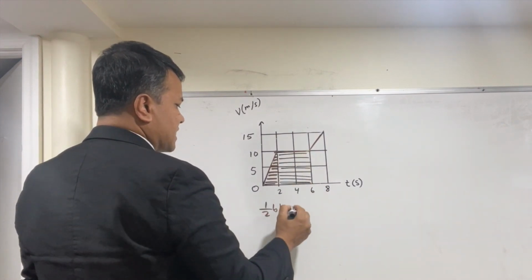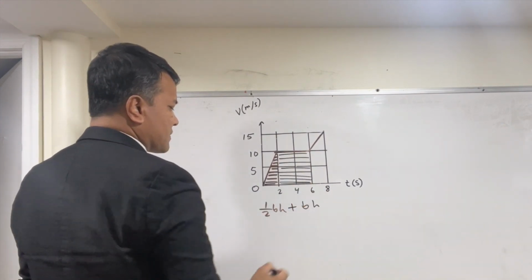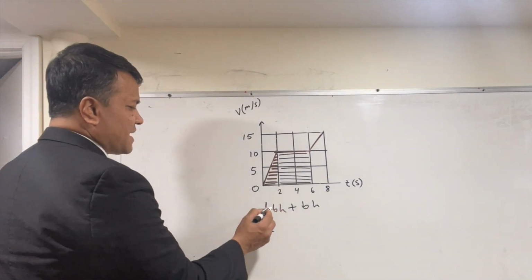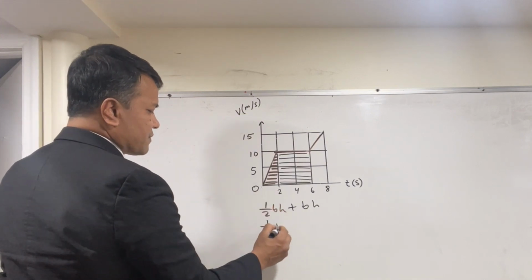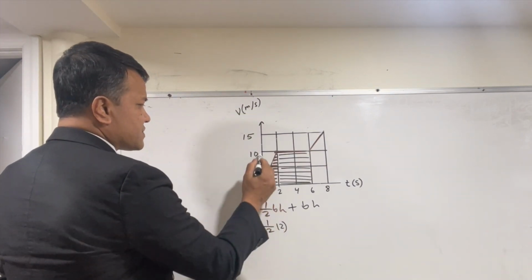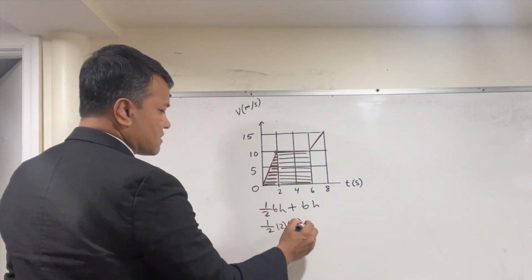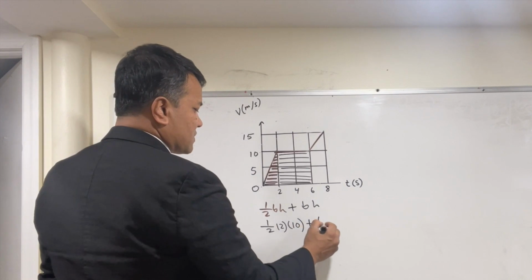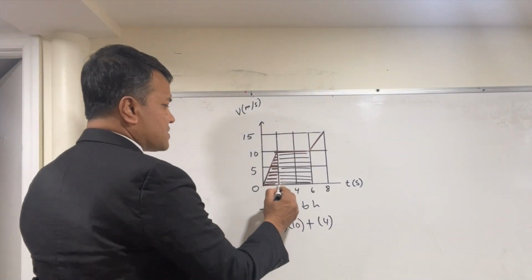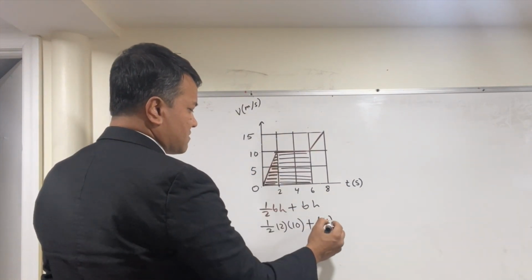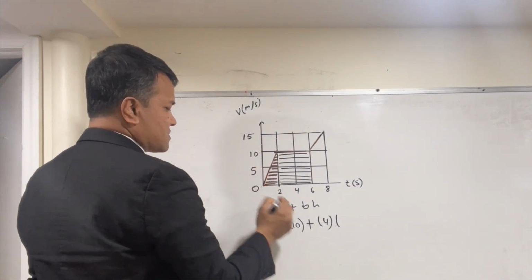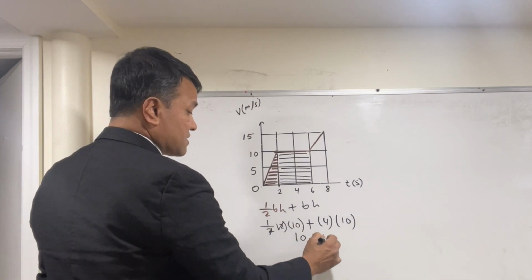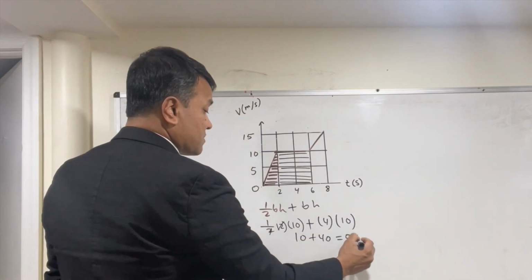And since this is a rectangle, you're going to write BH. So half, this B is 2 minus 0, and this H is 10. This B is 6 minus 2. This H is 10, 10 minus 0. So 10 plus 40, which is 50 meter.